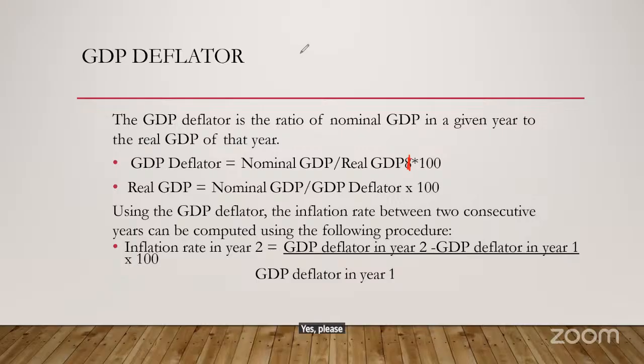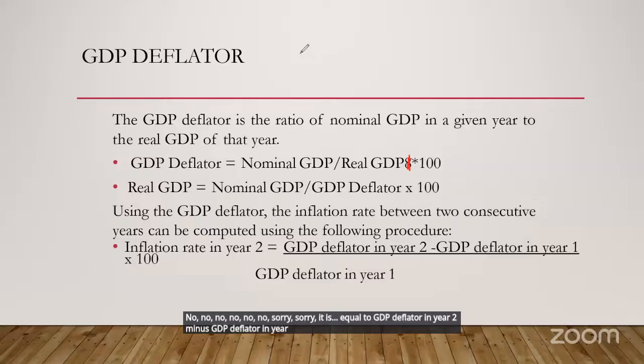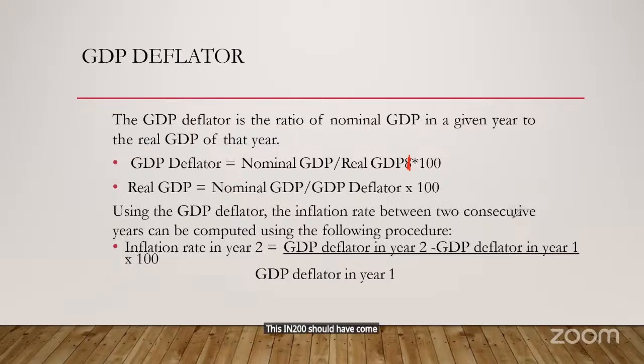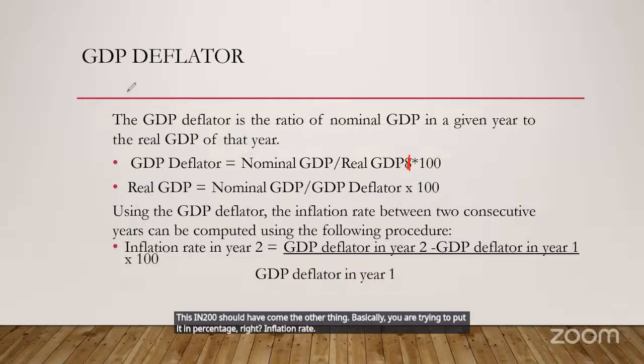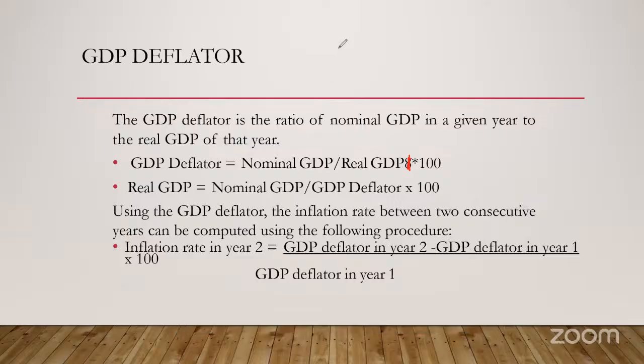Ma'am, inflation rate in 2 years is like 2 into 100. Not inflation rate in 2 years. Inflation rate in year 2. Yeah, into 100. Sorry. It is equal to GDP deflator in year 2 minus GDP deflator in year 1, divided by GDP deflator in year 1, into 100. This into 100 should have come the other side. Basically, you are trying to put it in percentage, right? Inflation rate. Got it? Yes, ma'am.